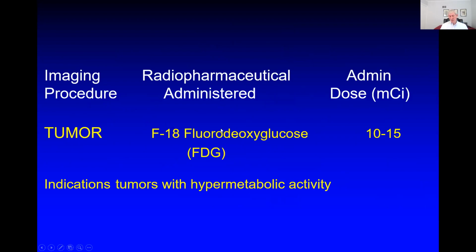Finally, tumor imaging with FDG. We give 10 to 15 millicuries typically. And what we are looking for is hypermetabolic activity. That's all we're doing. We are imaging areas that are hypermetabolic in activity. Who remembers what the mechanism is? I think someone remembered from last time. What's the mechanism of uptake of FDG in tumors?